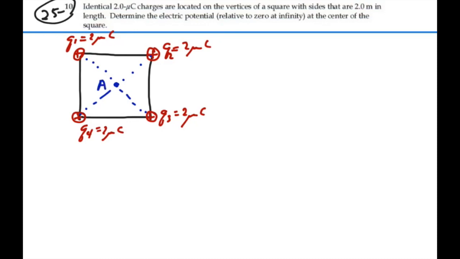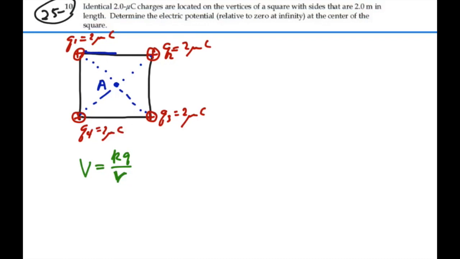Now, we know that potential goes as kq over r. In this case, we have positive charges, and they're all going to be located the same distance away from point A. So they're all going to contribute the same amount to the scalar potential at point A. So what we really need to do is just find the contribution from one of these charges and then multiply it by 4. We need to know, though, how far away one of these charges is from point A.